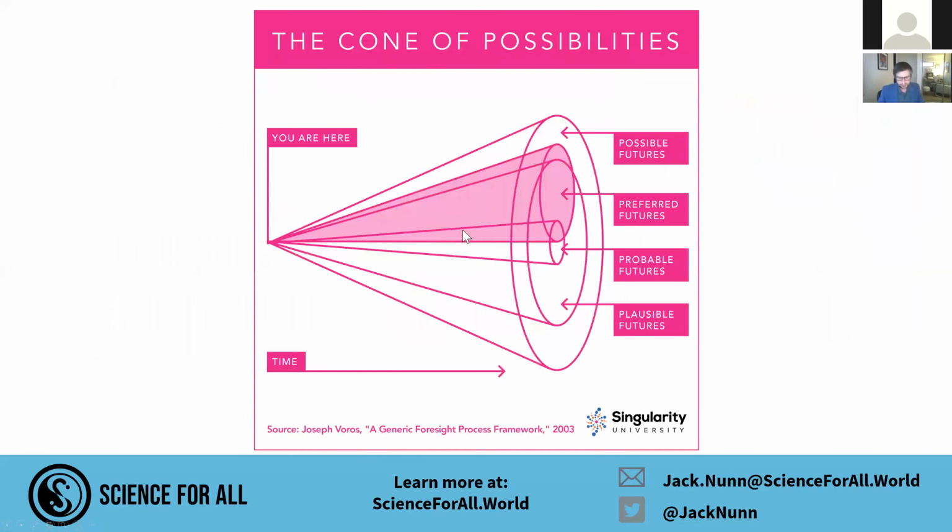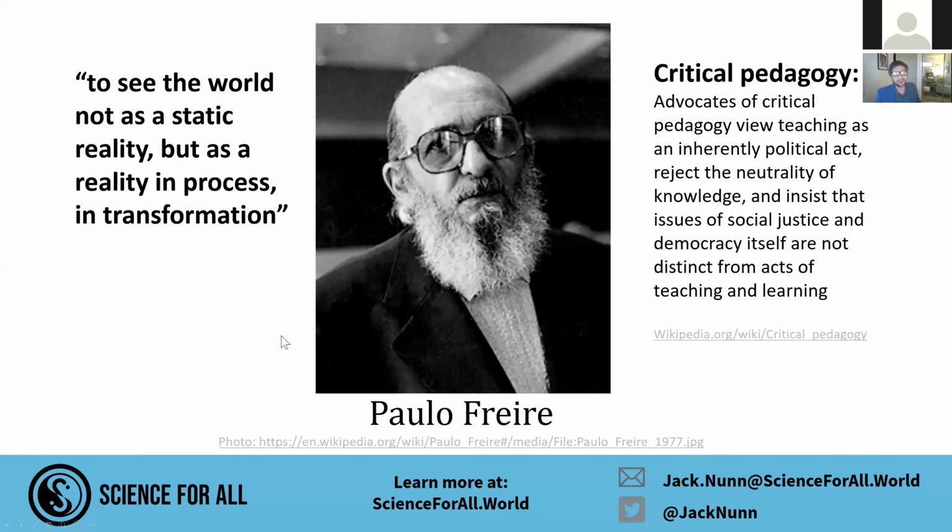So I'm not going to talk too much about the background and the history, but this guy, Paulo Freire, is a bit of a hero of mine. He says to see the world not as a static reality, but as a reality in process, in transformation. And his thinking was linked to what's called critical pedagogy, which in plain English is a view of education and teaching as a political act, that there's no such thing as neutral knowledge. Who decides what we know and what we don't know? These questions are fundamental to how we run science for all.